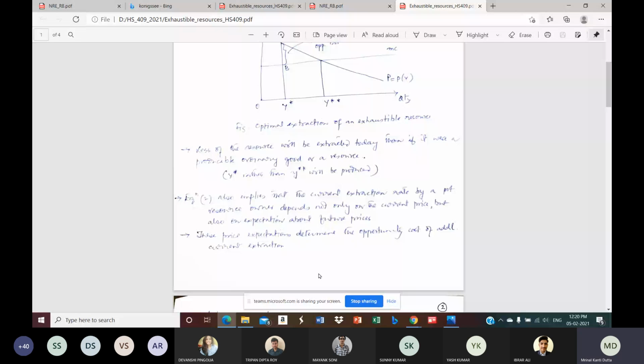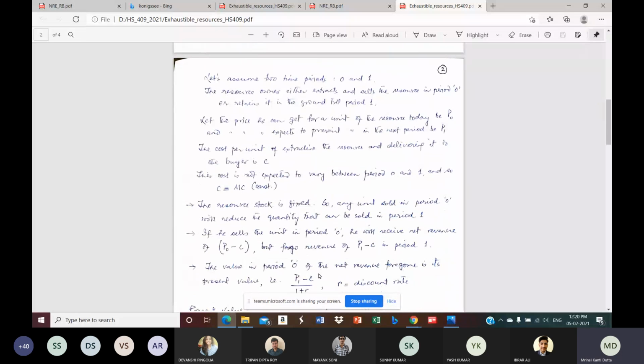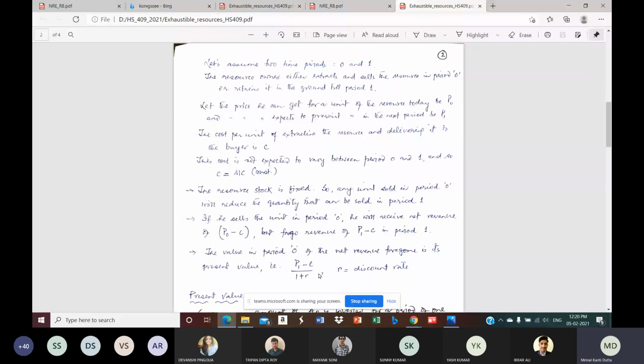So here, what we are trying to do is consider two different time periods, suppose period 0 and period 1. If there is a resource owner, for example of a coal mine or a petroleum oil field, that resource owner might extract the resource and sell the product in the present period, or he can retain it in the ground till period 1. There are two options available to him. Either he can extract it today and sell it to the consumers today itself, or he can retain it in the ground and think of extracting it later.